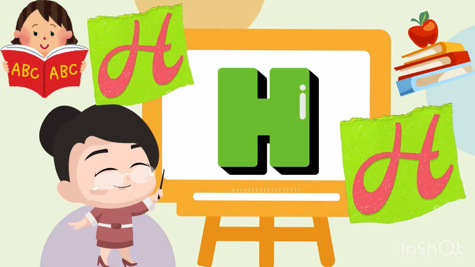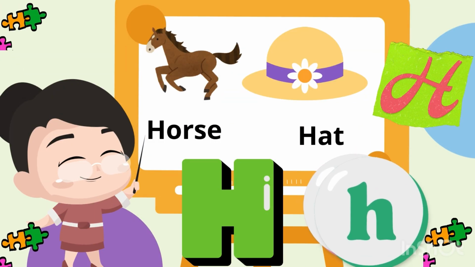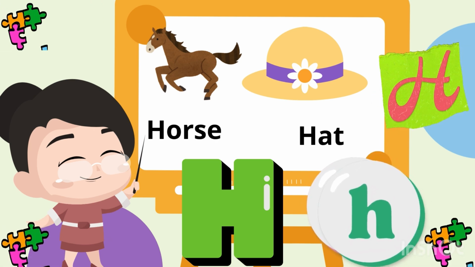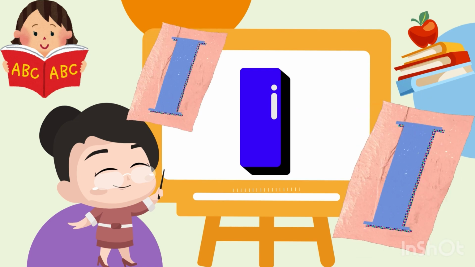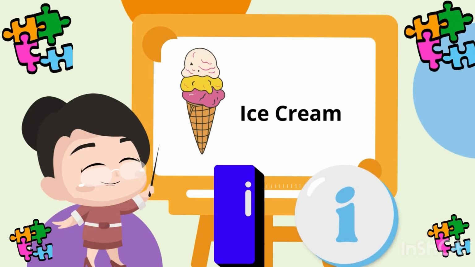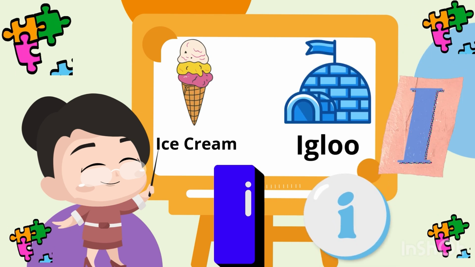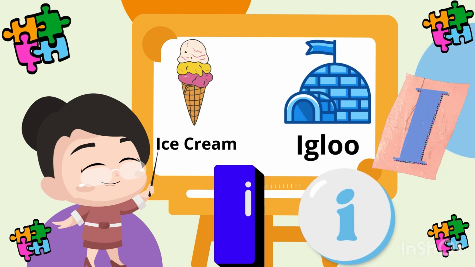H is for horse. H is for hat. I is for ice cream. I is for igloo.